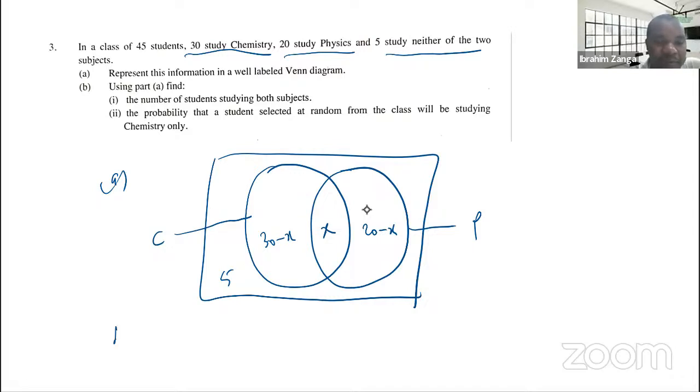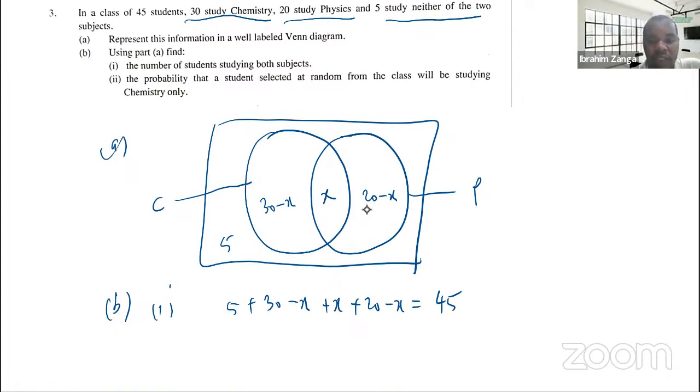Now, coming to B part 1, find the number of students studying both subjects. So we have to find the value of X. So we are going to take 5 plus 30 minus X plus X plus 20 minus X equals 45. Okay. So 5 plus 30, 35, plus 20, 55 minus X equals 45. From here, you can see that X is 55 minus 45. X is 10.